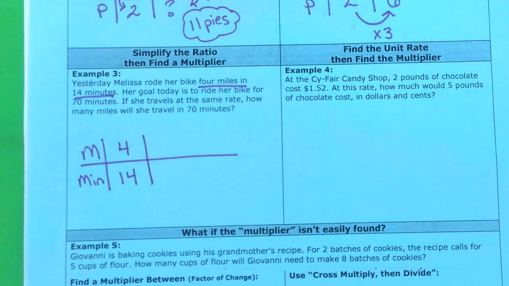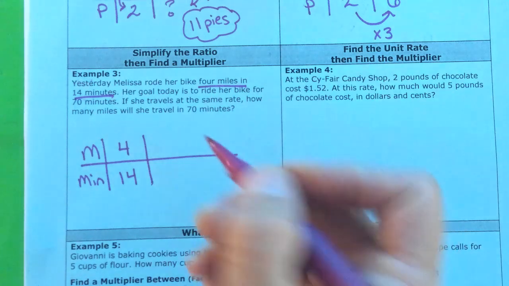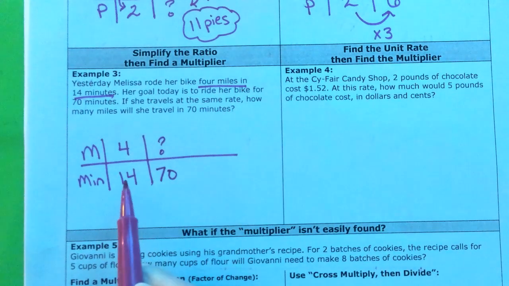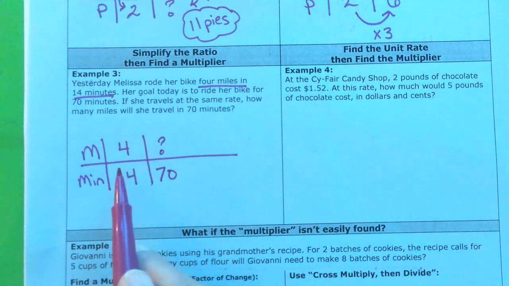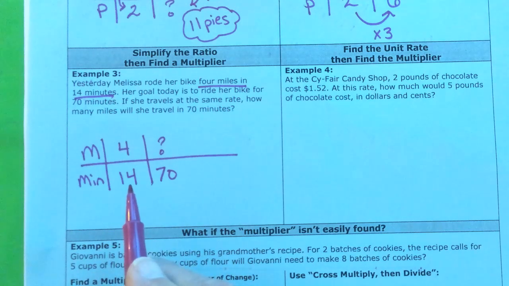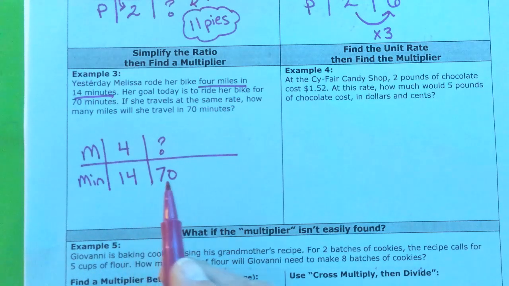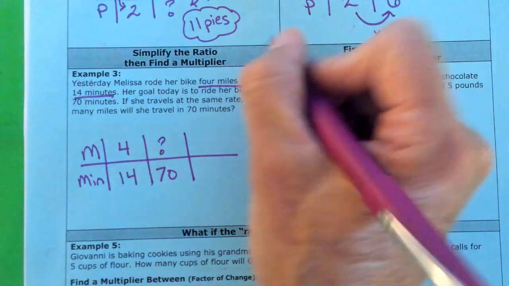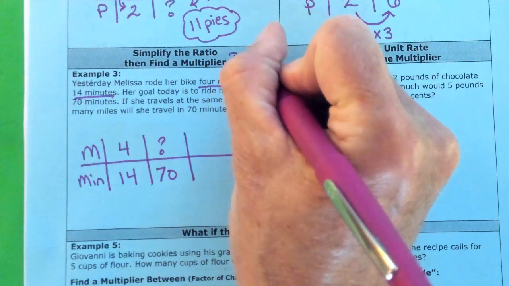Okay. Her goal today is to ride her bike for 70 minutes. If she travels at the same rate, how many miles will she travel in 70 minutes? All right, so we're looking for the miles in 70 minutes. Now, can 4 jump to 14 through multiplying, or 14 to 4 through dividing? No. Do you know what 14 times something is 70? I don't know. So what they want us to do is simplify here. That just means reduce. Write that down, please.